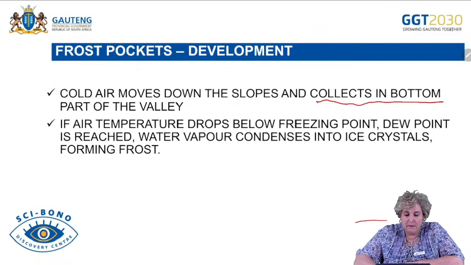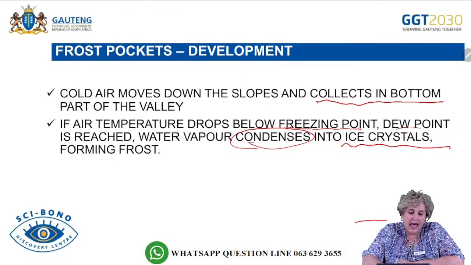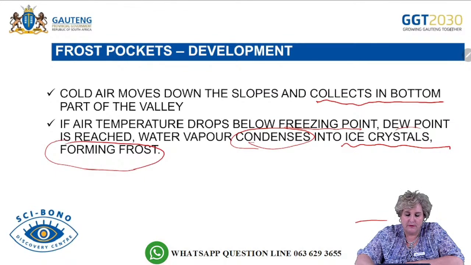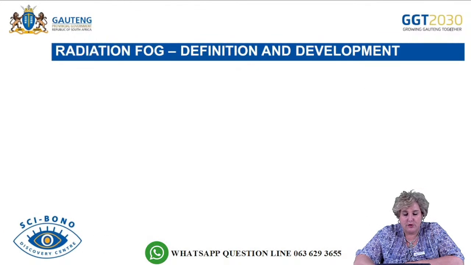If the air temperature drops below freezing point, dew point is reached, the water vapor condenses into ice crystals, and that is forming frost at the bottom of the valley. The frost on the valley floor where cold air collects is called frost. And I'm going to show you later how this can influence human activity, forming a frost pocket.